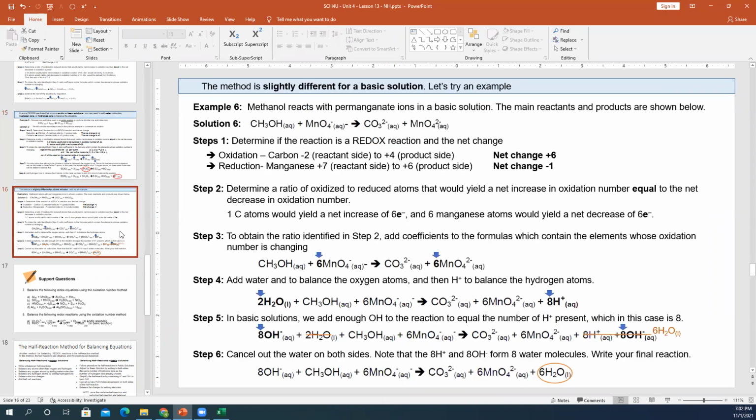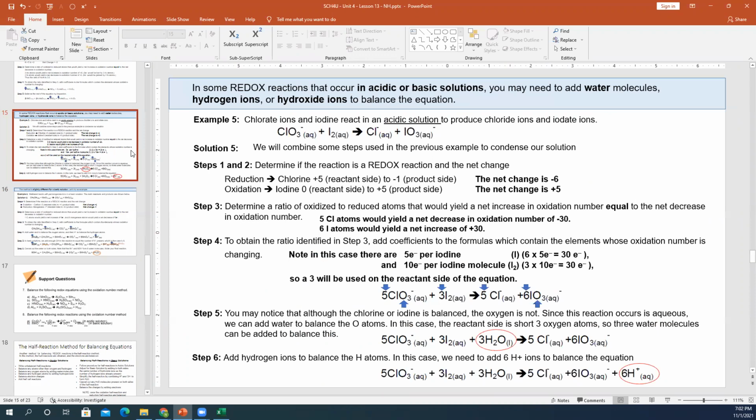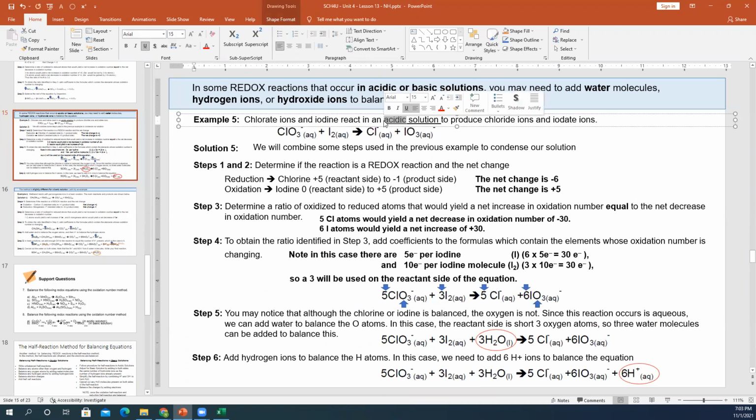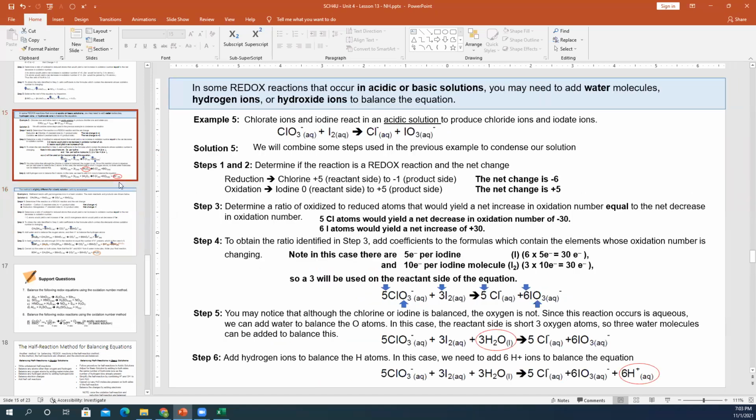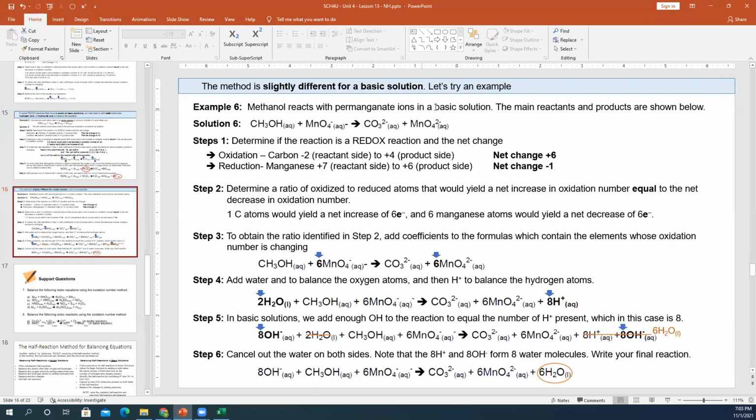In our next example, what if this was in a basic solution? So the first example we did was in an acidic solution. In our next example, it's in a basic solution, right? So that was acidic solution. This is the basic solution.